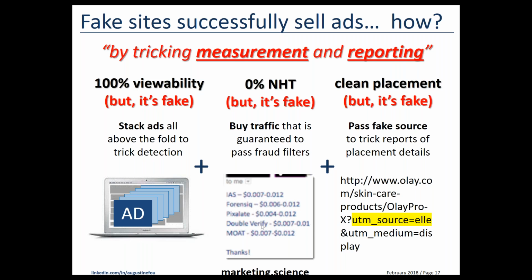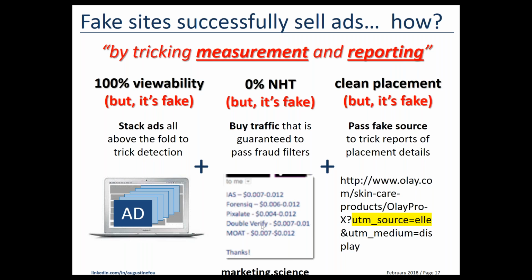But what you can see here on the slide is that the bad guys have technology tools to help them trick measurement and trick reporting. So the bad guys can now show 100% viewability, but it's not because they actually have 100% viewability. It's because they tricked the measurement. So it's fake 100% viewability. They can also show that there's 0% NHT, or non-human traffic. But again, it's not because there's no bots there or no NHT. It's because they tricked the measurement.